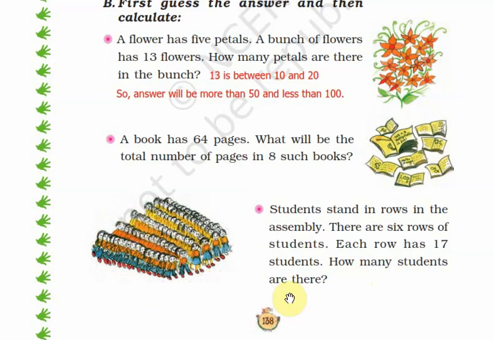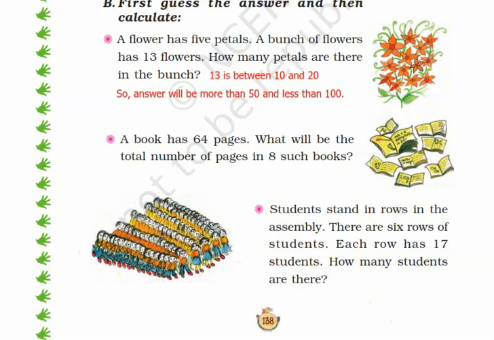How many students are there? What do we have to find out? We have to find out the total number of students. So you know that there are 6 rows and there are 17 students in each row. This 17 is repeating how many times? 17 is repeating 6 times. So the answer is 17 multiplied by 6.